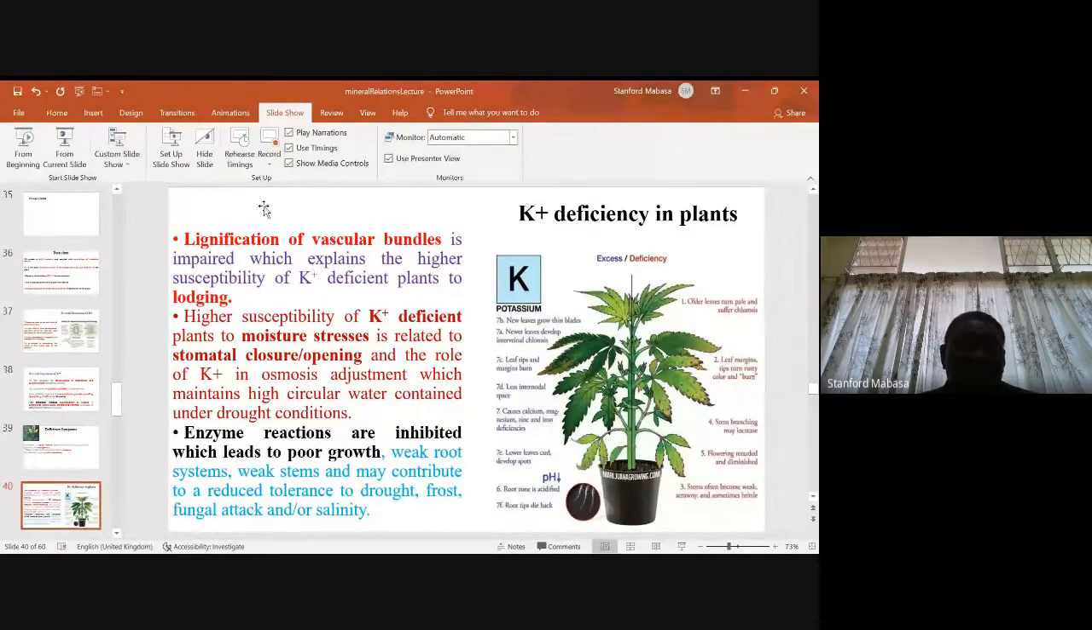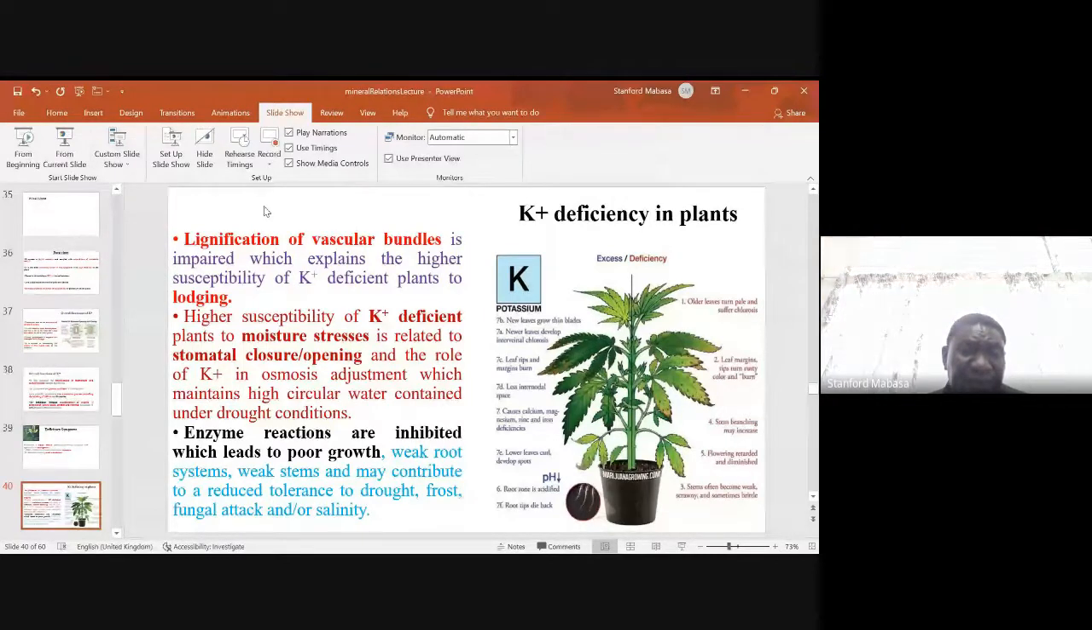It is important to note that potassium is important for lignification of vascular bundles. Its absence can cause lodging. Now, it's also important in regulating effects of moisture stress or preventing effects of moisture stress by regulating the closure and opening of the stomata so that the plant can survive dry conditions.